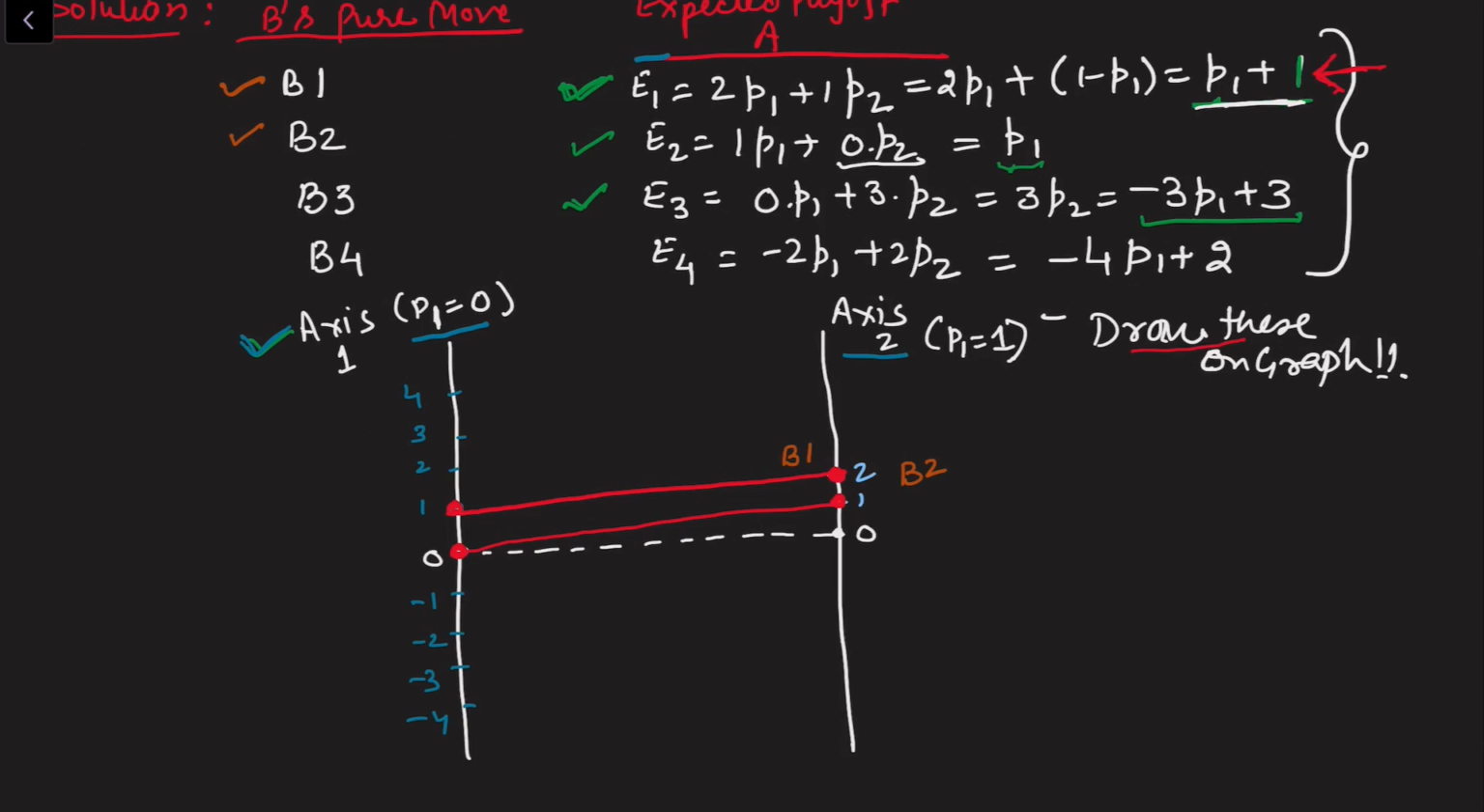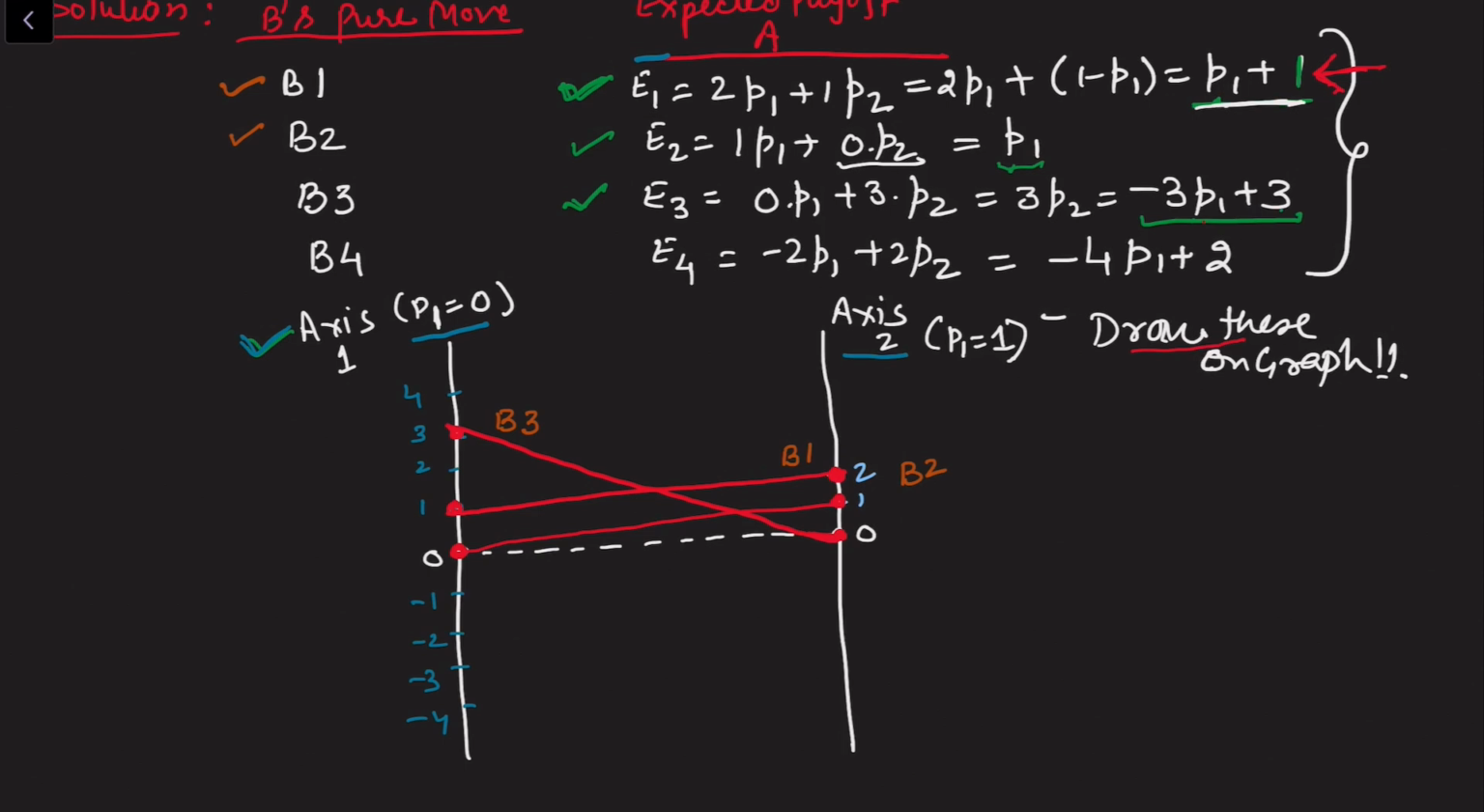Now in the third case, when I want to draw E3, these are the values. If P1 is 0, this value is 3, so it is 3 over here. If P1 is 1, this value is 0, which is here. And join these 2 points. When I join these 2 points, I get this line. This is B3, and I can write it on the line.